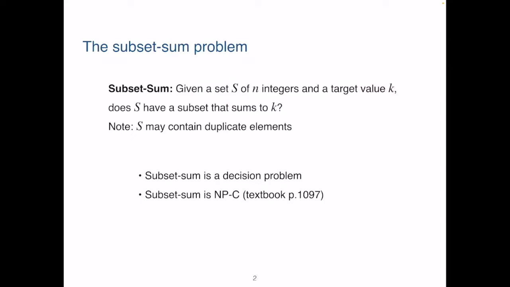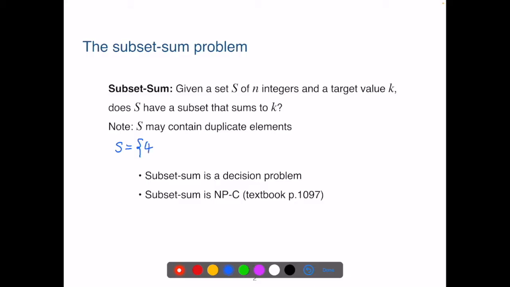Let's dive in. The subset sum problem is among those problems that are generally considered to be extremely difficult to solve, and yes, it is NP complete. Its definition states like this. Given a set S of n integers and a target value k, does S have a subset that sums to k? Let's look at an example set S here. It has numbers 4, 3, 6, 1, 7, for instance, and then the target value k is, let's say, 10.